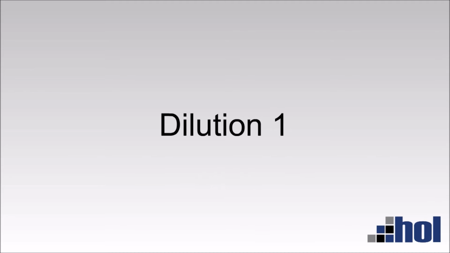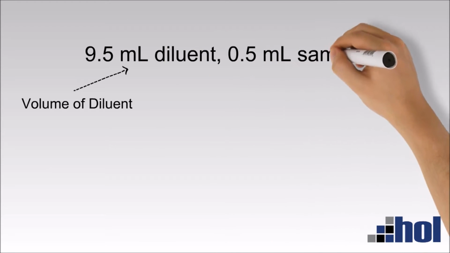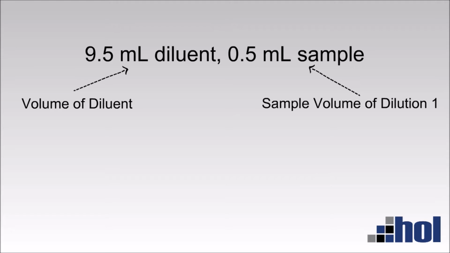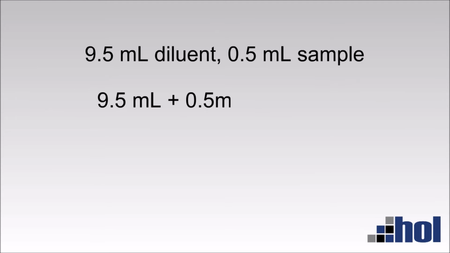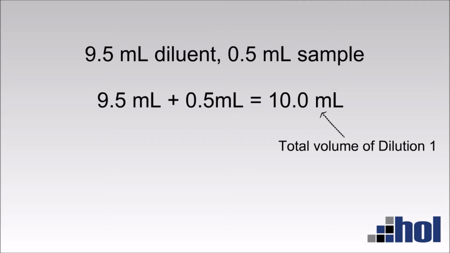Serial dilution. Gather a pencil and sheet of paper. Record the volume of diluent and sample volumes of dilution 1. Add the two volumes to determine the total volume of dilution 1.